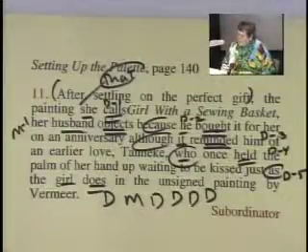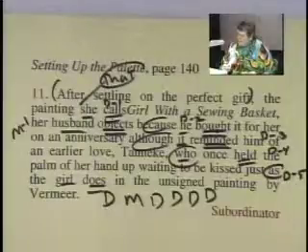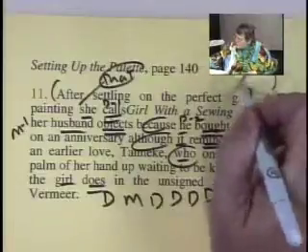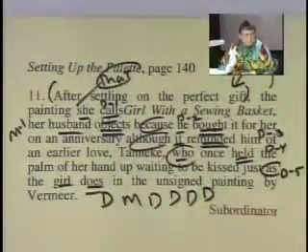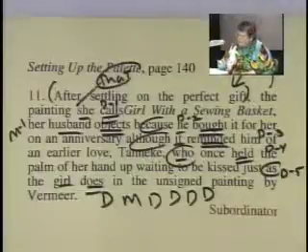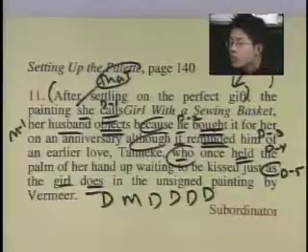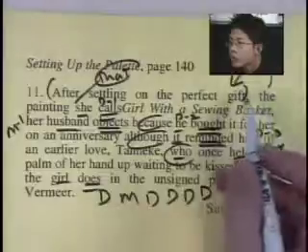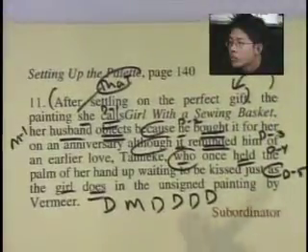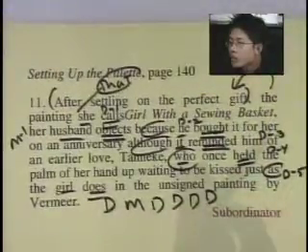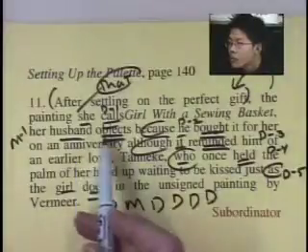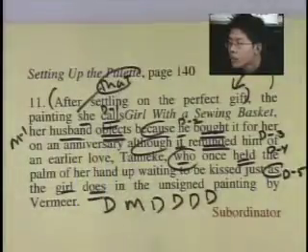After settling on the perfect gift, the painting that she calls Girl with a Sewing Basket, this whole thing is a renamer to gift. You see that? I want to try that again. After settling on the perfect gift, this dependent clause renames the object of this phrase, the painting that she calls Girl with a Sewing Basket. Then we get this main clause and this whole string of dependent clauses.